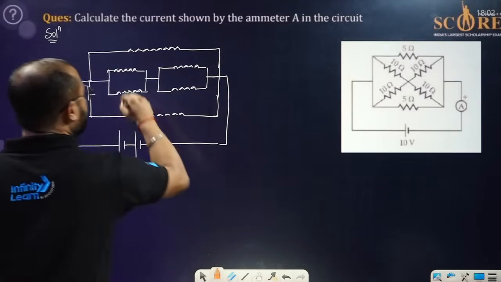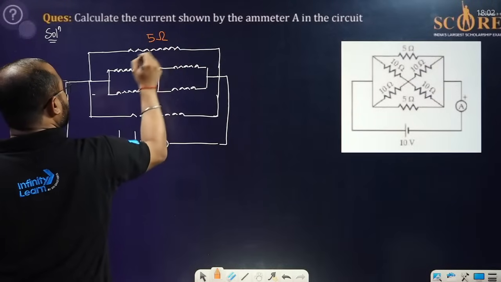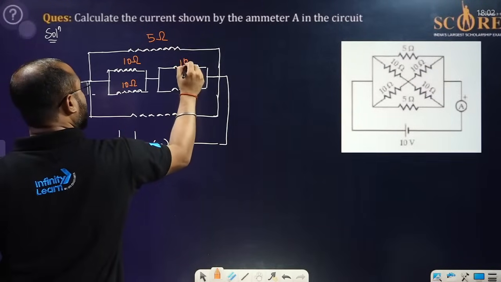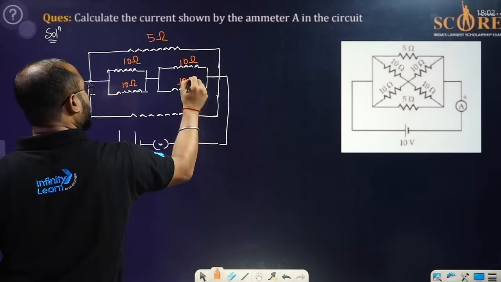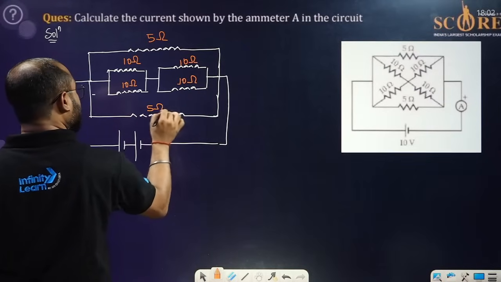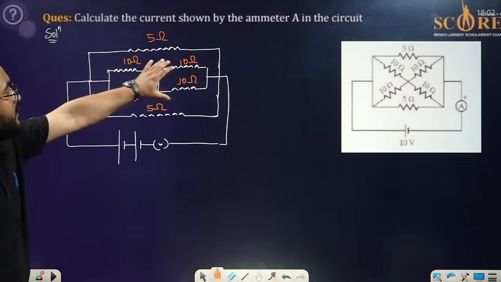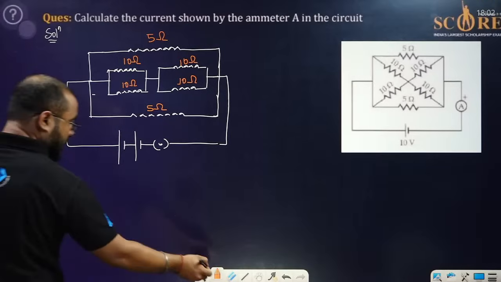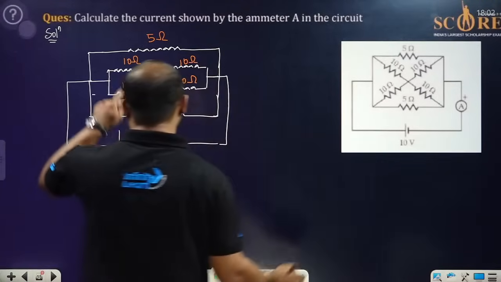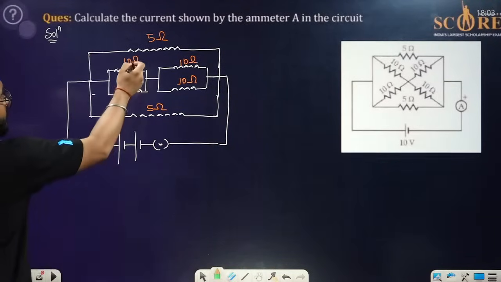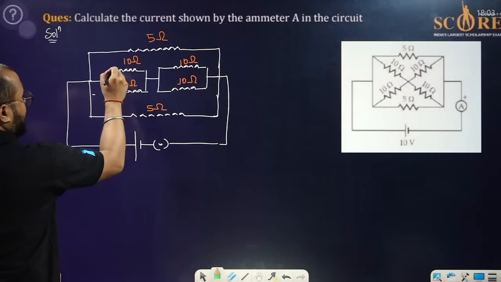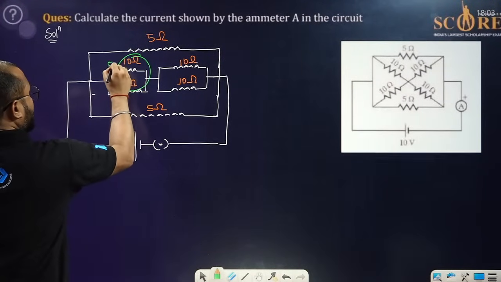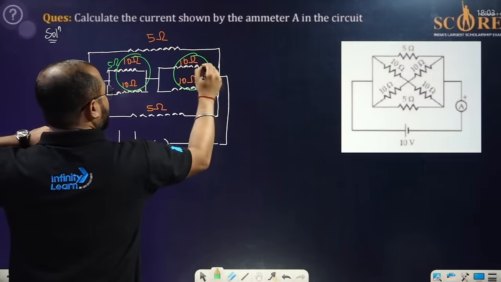The values are given to you. This is 5 ohm. This is 10 ohm. This is 10 ohm. This is 10 ohm. This is 10 ohm. And this is 5 ohm. Now, as you can see, this 10 ohm and this 10 ohm are in parallel. So the R equivalent for this entire thing will be 5 ohm, and similarly the R equivalent for this will also be 5 ohm.